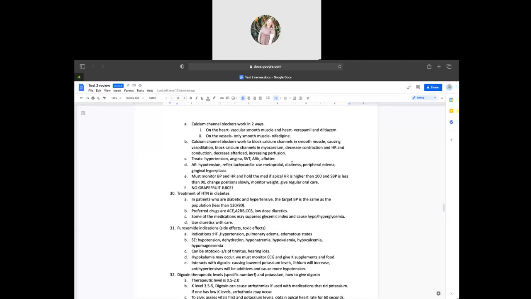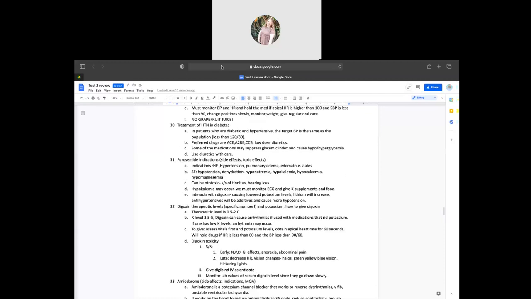So, with any calcium channel blocker, we have to monitor the blood pressure and heart rate and hold the medication if the apical heart rate is higher than 100 and if the systolic blood pressure is less than 90. We must always change positions slowly with the medication, monitor weight, and give regular oral care due to the gingival hyperplasia. Remember, no grapefruit juice because this medication works on that CYP3A4 enzyme, and we must be careful with that.